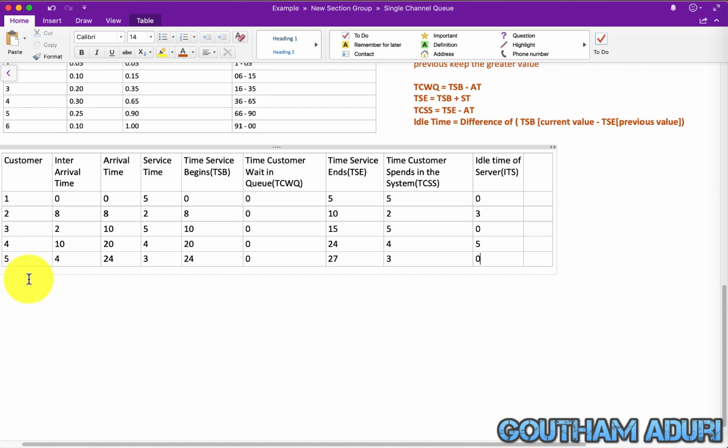Now we'll add one more column called total. Total customers is 5, and total inter-arrival time is 24. Arrival time total value is also 24, and service time total is 10, 12, 16, 19. Time customer waits in the queue total is 0. Time customer spends in the system is 10, 12, 16, 19, and 8.